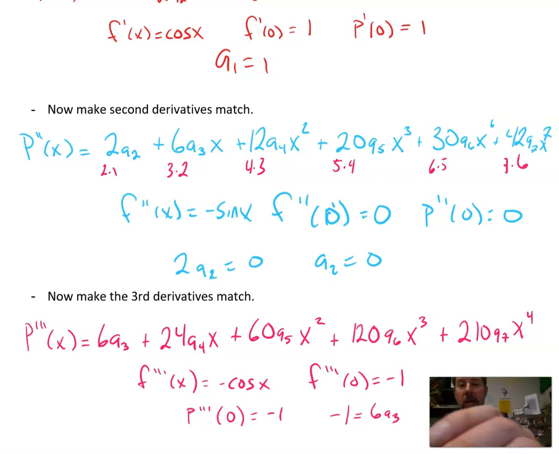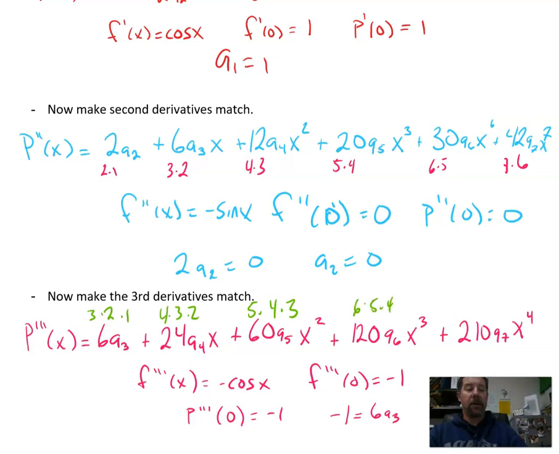And if we go back again, look at these patterns. The way we got 6 was 3 times 2 times 1. The way that I got 24 was 4 times 3 times 2. This was 5 times 4 times 3. This was 6 times 5 times 4. And this was 7 times 6 times 5.